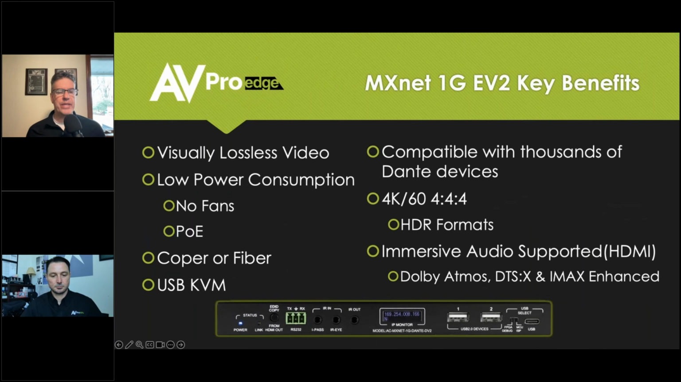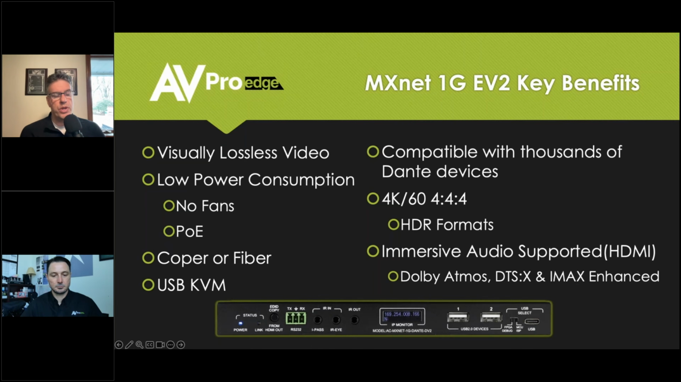So that MXnet 1G Evolution 2 system, the key benefits are it's visually lossless video. It is low power consumption. There aren't any fans. All of these endpoints are PoE. You can run copper or fiber. We have USB KVM built into it.